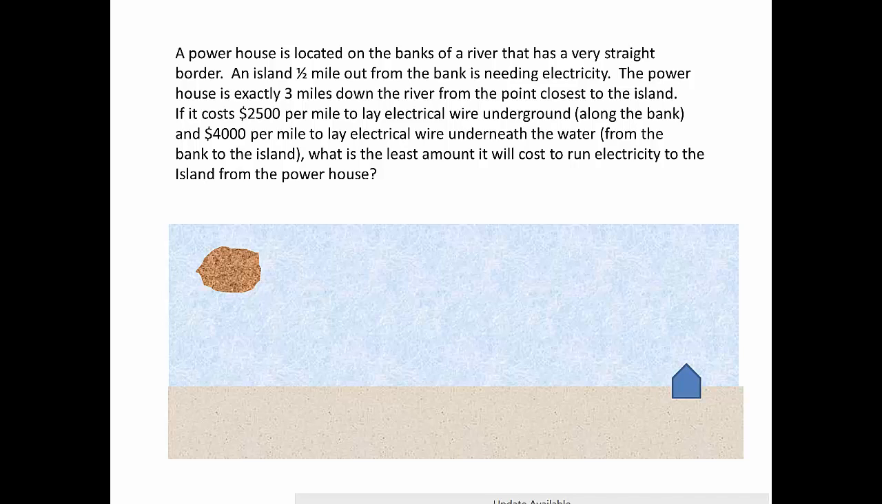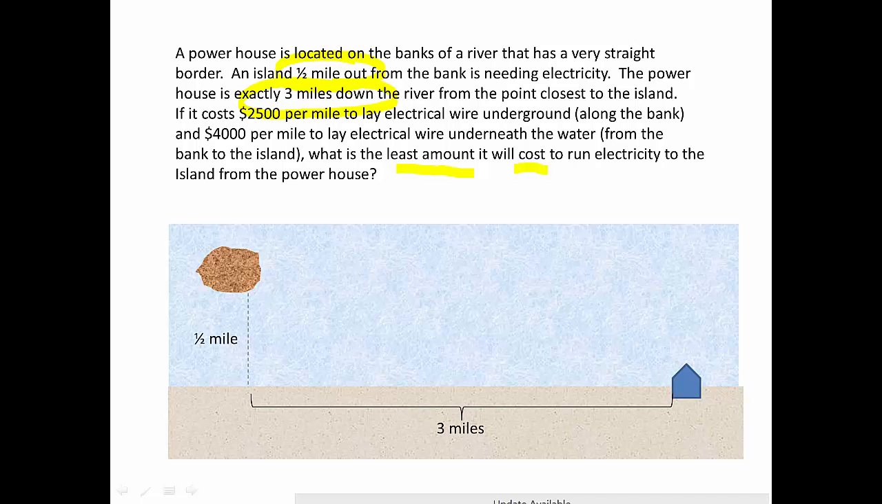Okay, here is another type of optimization problem. If you look at this, the big question here is what is the least amount it'll cost to run the electricity to the island from the powerhouse? Of course, looking at the problem, you have the island being a half mile from the bank, and then the power line's exactly 3 miles down the river.